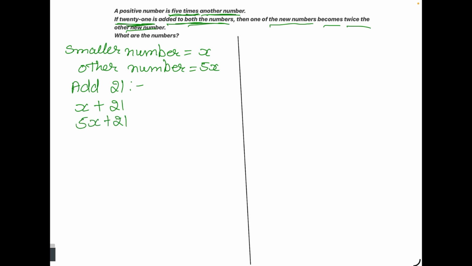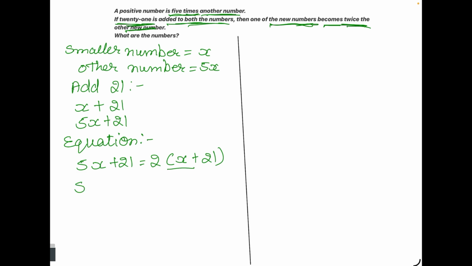Now we will form the equation. Here it is written that if one of the new numbers becomes twice the other new number, so the equation will become 5x plus 21 is equal to twice (x plus 21). Now we will first open up this bracket. 5x plus 21 is equal to 2x plus 2 times 21, 42.